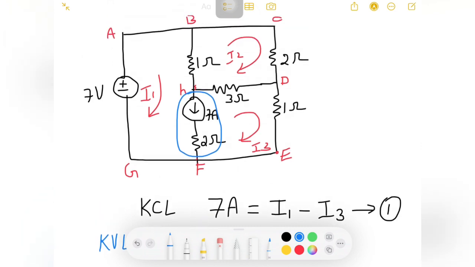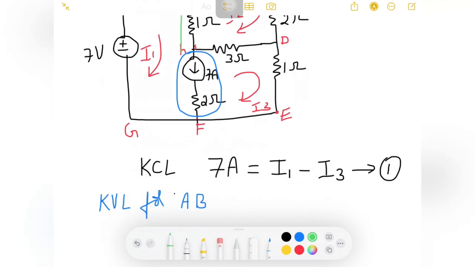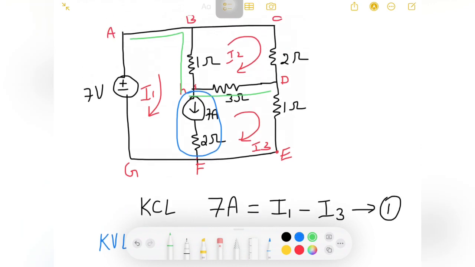I will go to the diagram. A, B, H, from H to D, from D to E, E to F, F to G, G to A. So I'll continue this green line. From A to B, B to H, H to D, D to E, E to F, F to G, G to A. This is my loop.